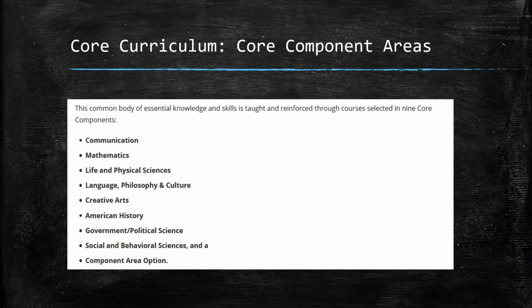So for example, which of the core component areas do you think maybe focuses on empirical and quantitative skills? Absolutely. And you would say, well, probably mathematics, right? And which one maybe do you think focuses on social responsibility? And so we could probably say, well, the government, right? And probably the social and behavioral sciences. And we could look at one, and say, well, which one focuses on communication skills? And of course, the communication core component area.